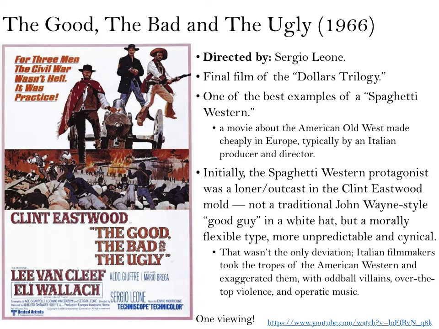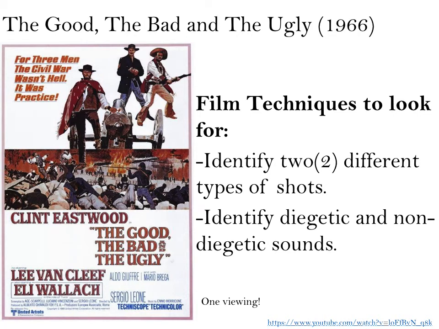Initially, the spaghetti western protagonist was a loner or an outcast in the Clint Eastwood mold, darker and more cynical and snarky. Not the traditional John Wayne style good guy in a white hat. Clint Eastwood style, more unpredictable, more flexible, more cynical. Not the only deviation, Italian filmmakers took the tropes of American Western and exaggerated them, with oddball villains, over-the-top violence, and operatic music. And you will see that for sure in this clip. As you watch, focus on 2 different types of shots, and identify the diegetic and non-diegetic sounds and the effects.